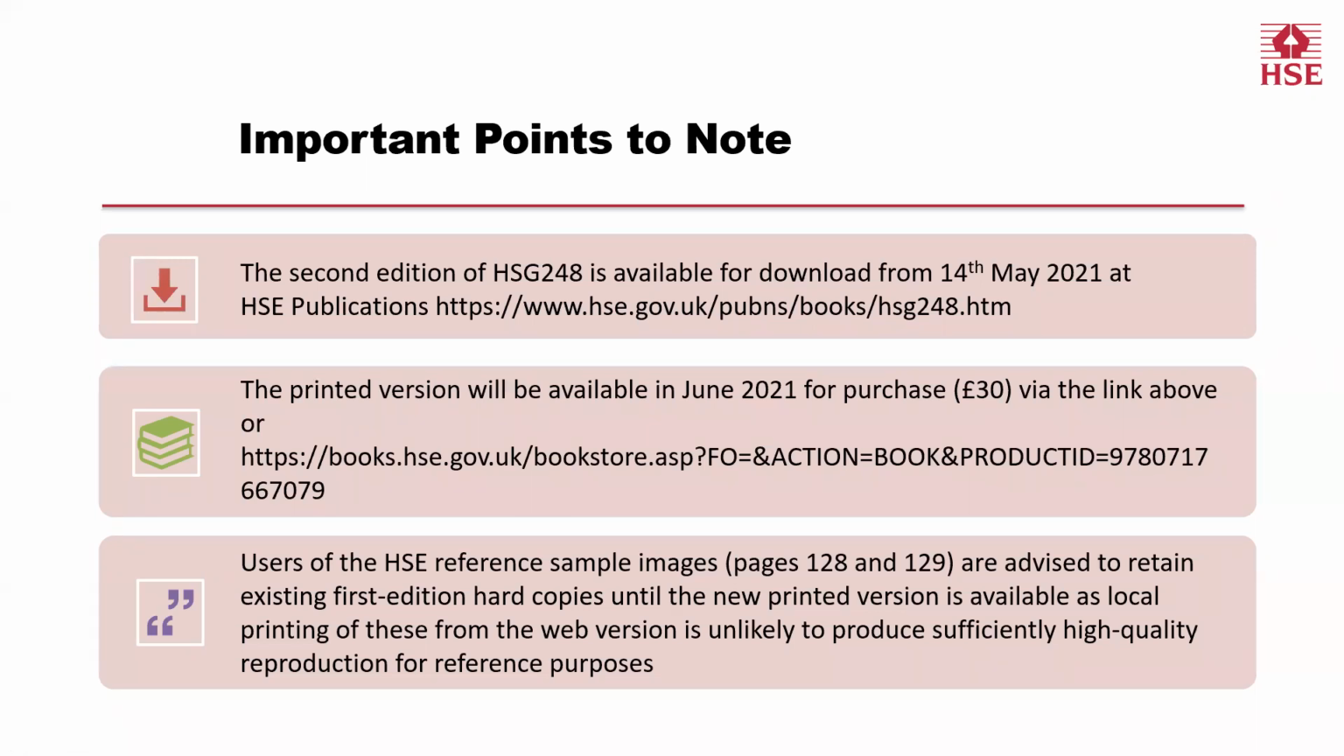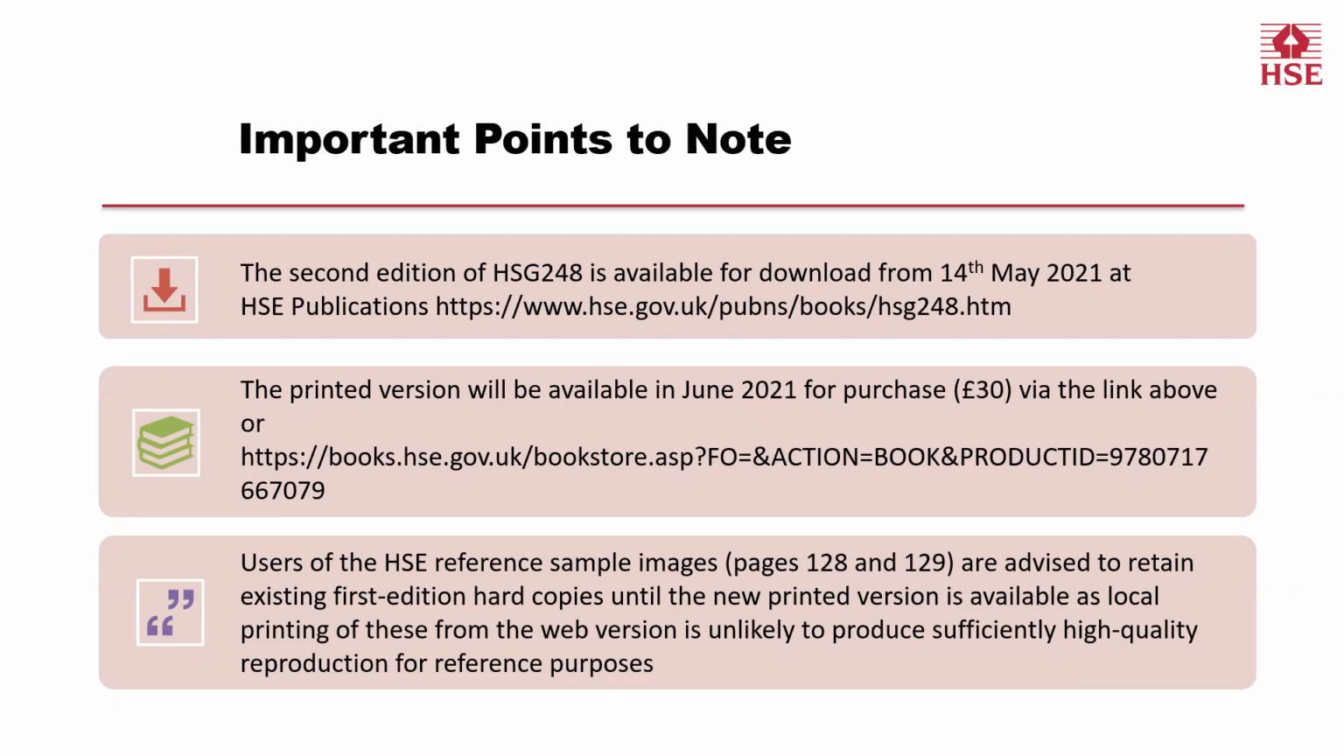So I do apologise. I had wanted to at least be able to give you the chance to log on and find it, but then I suppose at least you'll pay attention to this presentation rather than eagerly trying to look at it now. The printed version will be available in June. It costs £30 and it's via the link above or via the bookstore, which I've given you the link for there too.